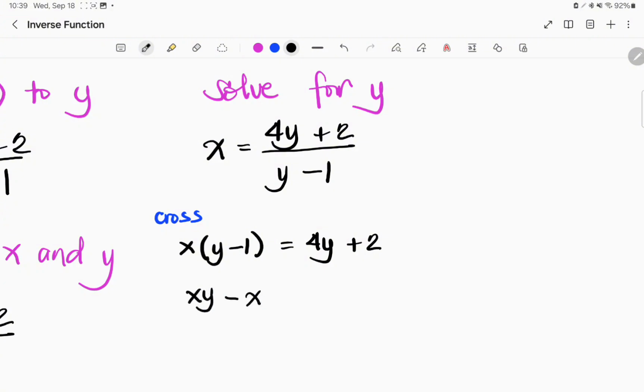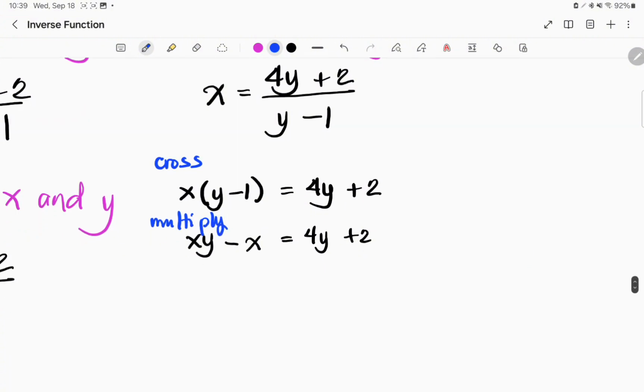xy minus x. That is equal to, the right side will remain as 4y plus 2. So we just multiply. Next step is to regroup y. So all terms with y should be written on the left side of the equation. So our xy will remain on the left side, and our 4x will become 4y on the left side, and we write positive 2 on the right side, and we have our negative x will become positive x on the right side.